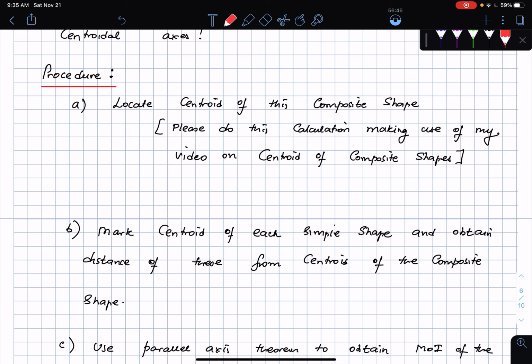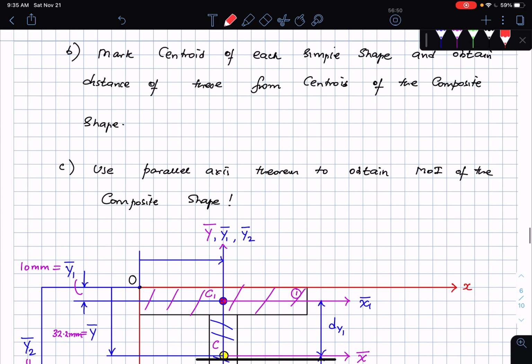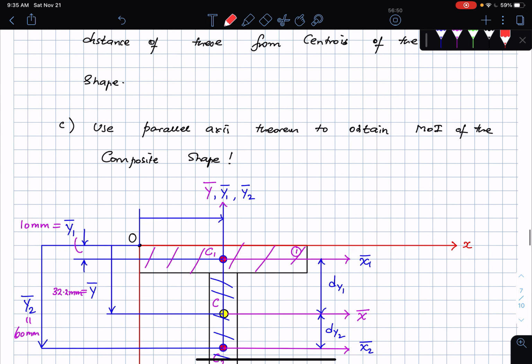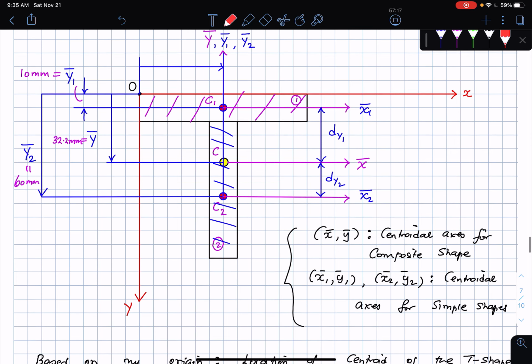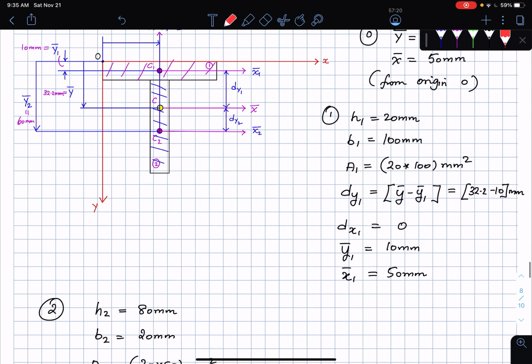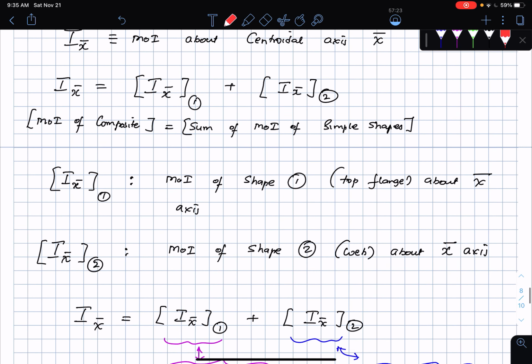This is from our previous video. You can look back at it and see how to obtain centroid of composite shapes. Then locate the centroid of each simple shape and then find its distance from the centroid of the main composite shape. This is exactly what I have marked here as dy1 and dy2 and so on and so forth. Please refer to this figure. Then you make use of the basic idea that the moment of inertia of the composite shape is the sum of the moment of inertia of the simple shapes with the application of the parallel axis theorem, which is something that we had used in coming up with these expressions right down here.